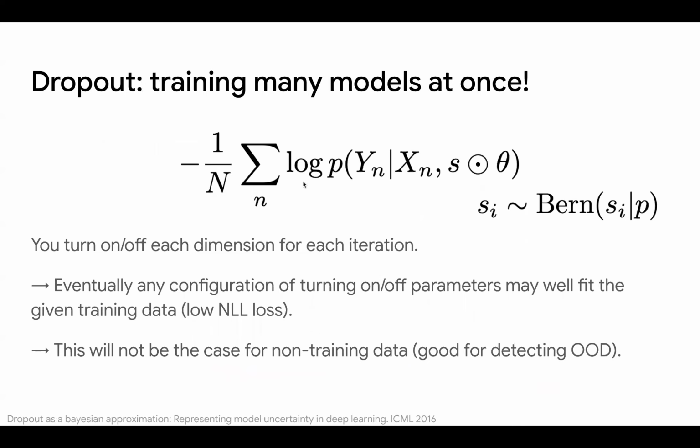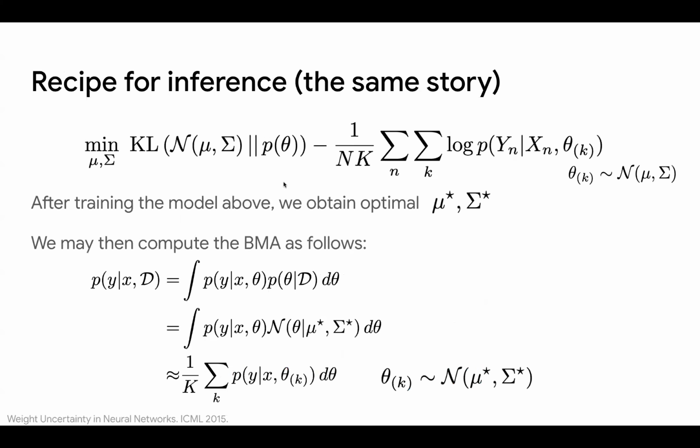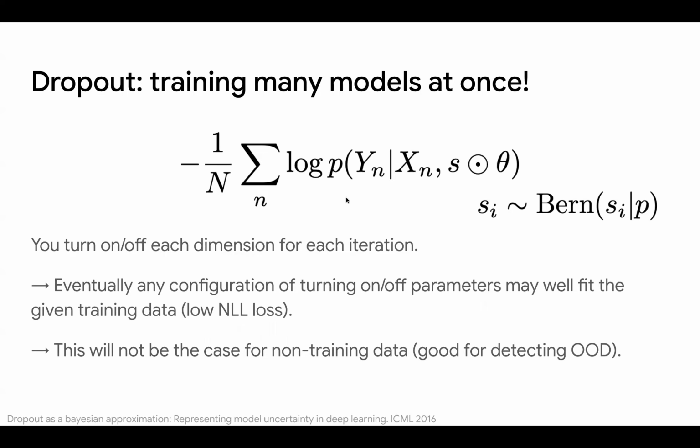So if you write it down, what you're actually training with dropout looks like this. It's the same cross entropy loss function over all the training data, but now at random you're sampling from this Bernoulli distribution with probability p, and you're multiplying pointwise with the weights, and then get the output. So this looks very similar to this formulation we had right here. So some people said, yeah, this is Bayesian.